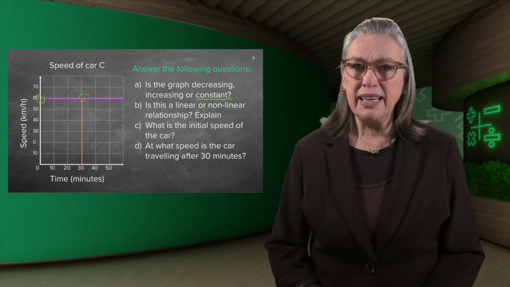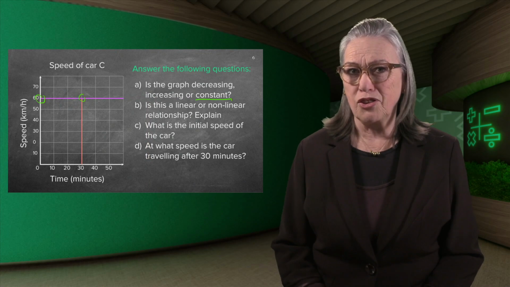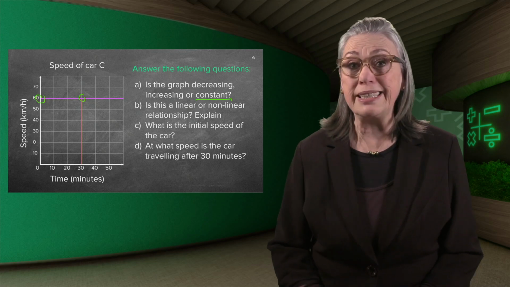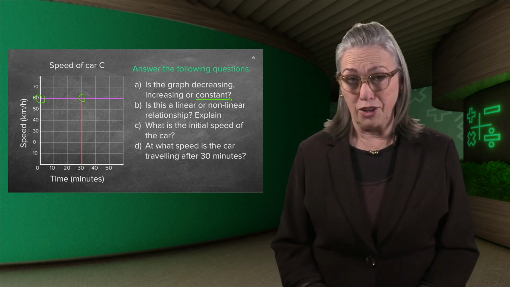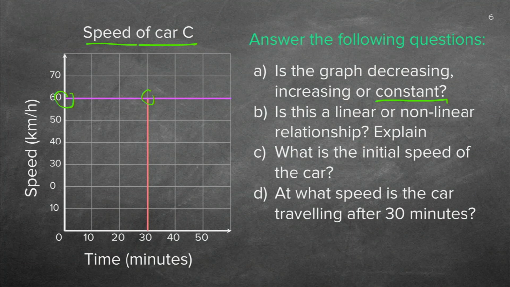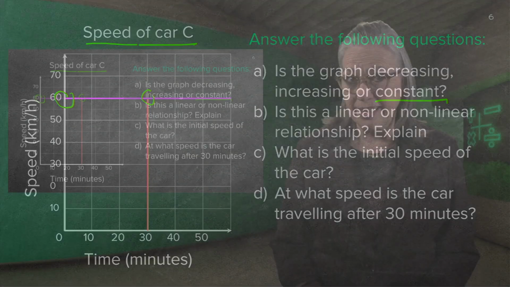So I think I said this car is going nowhere. I think I was wrong, guys, because we didn't measure distance. We measured the speed of the car. So that is telling us the speed of the car was constant over that period, 60 kilometers per hour. Do you guys understand that?